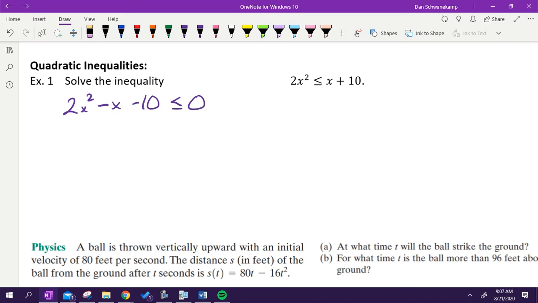How can we solve a quadratic? Completing the square, sure. If you want to do that, go for it. I'm not doing that. Factoring is the other one, or quadratic formula. Those are your three options. Complete the square, factoring, or quadratic formula. I'm going to try to factor if I can. Okay, if you don't want to do that, you could do quadratic formula.